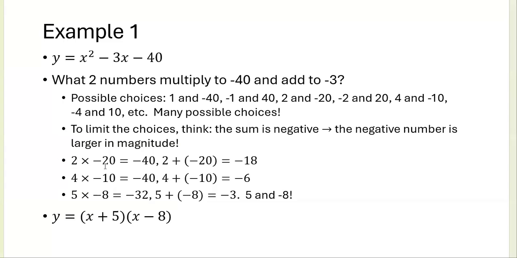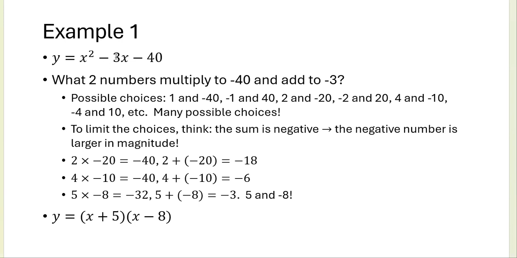So as I was saying, 2 and minus 20, when they multiply, they make negative 40, yeah? What's the sum of those two numbers? So 2 plus negative 20, or 2 minus 20, that's negative 18. So this isn't the right choice because we need negative 3. What happens if we flip the signs? So negative 2 times 20, that would still be negative 40, yeah? But what if we had negative 2 plus 20? That would be a positive 18. We want a negative sum.